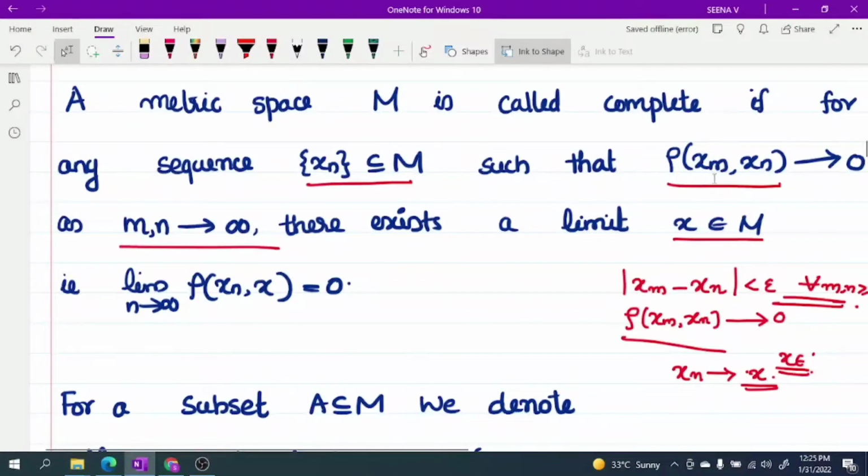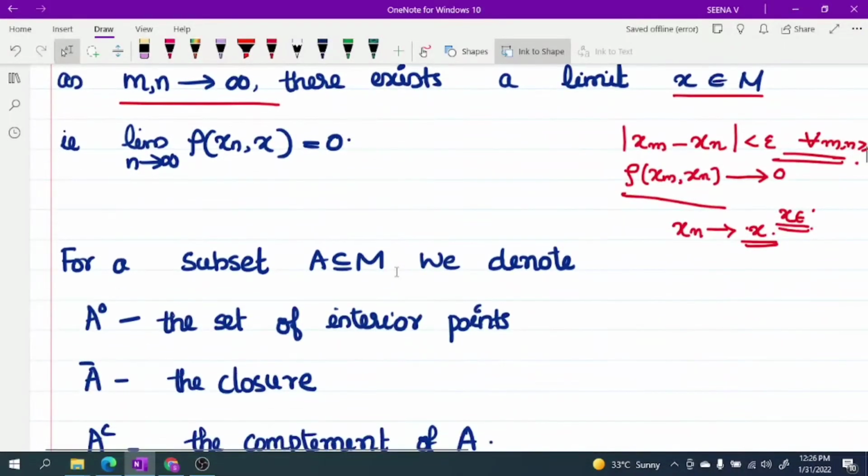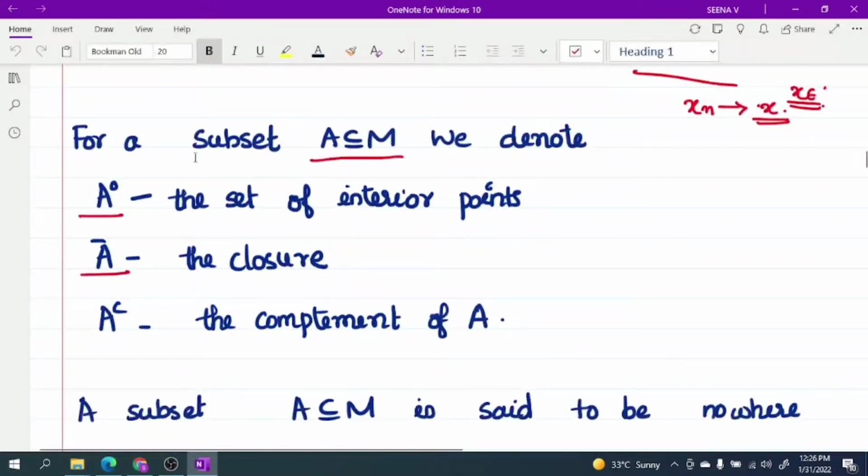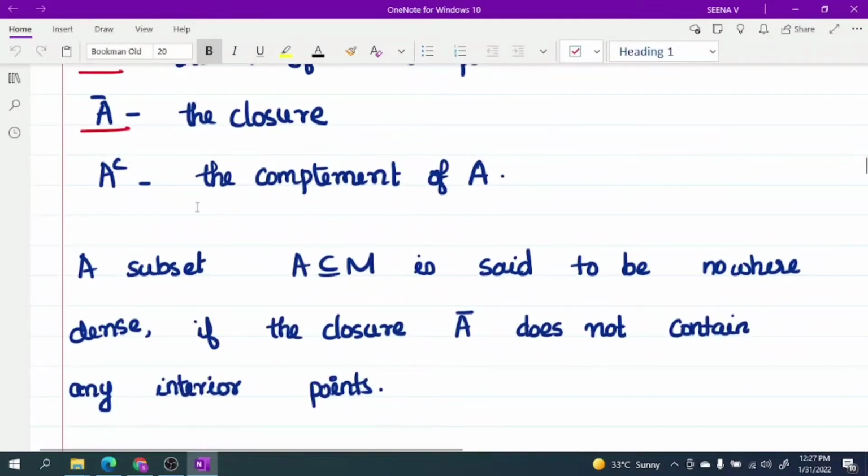In general, we say a space is said to be complete if every Cauchy sequence is convergent. Same meaning. Okay, so whenever there is a sequence satisfying this condition, then the limit must be in M. For a subset A of M, we denote A0 for the set of interior points, A bar for the closure, and A complement for the complement of A.